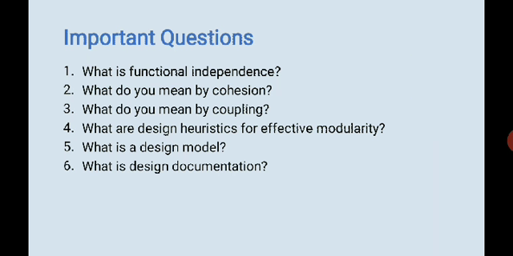The first question is, what is functional independence? I think the most important questions come from cohesion and coupling; I haven't seen any other kind of question coming from there. Sometimes design documentation can be asked, but that will not be a big question. Similarly, heuristics I've never seen being asked. So you concentrate on cohesion and coupling, and I would still advise that you study the difference between the two also, right? So that's all for today. Take care.